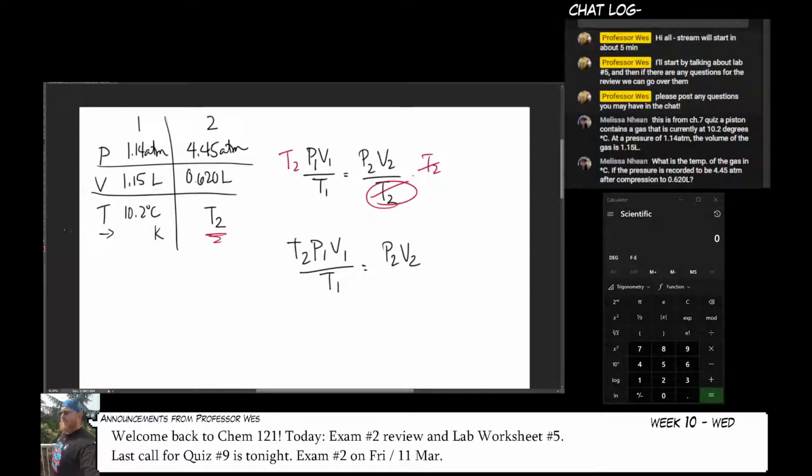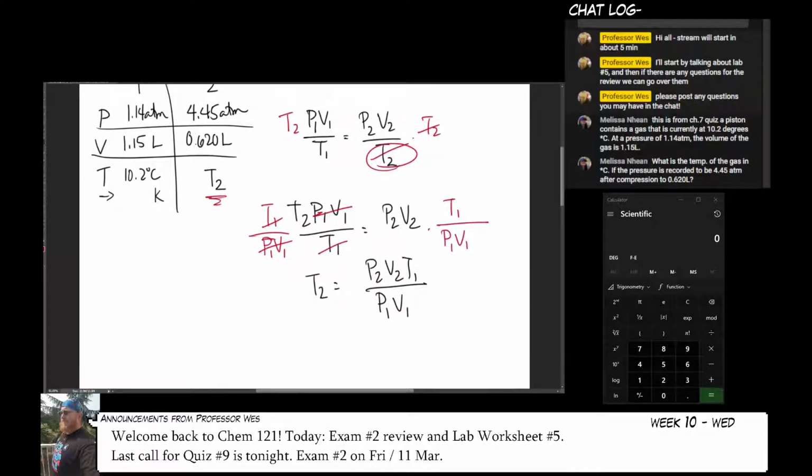Now I got to isolate T2 now that it's on the top. Remember, you can't isolate it on the bottom. You'll get the inverse of the answer you want. So I'm going to divide by P1V1 and multiply by T1 so that this cancels and then these cancel. And we'll do the same thing over here. Now I just have T2 by itself, and that's going to equal P2V2T1 over P1V1.